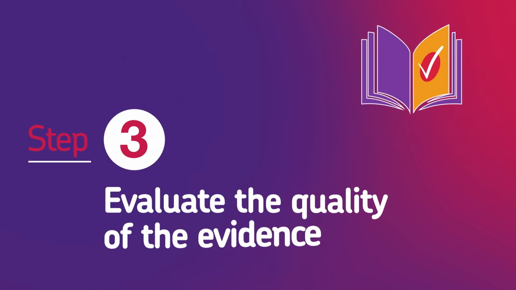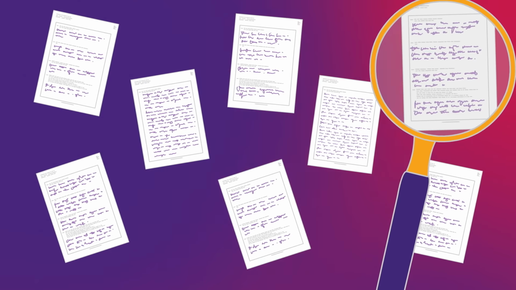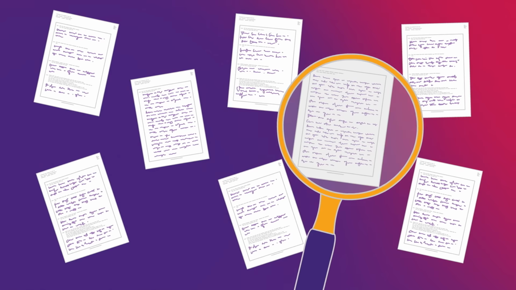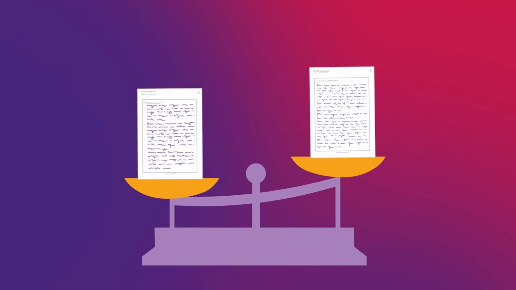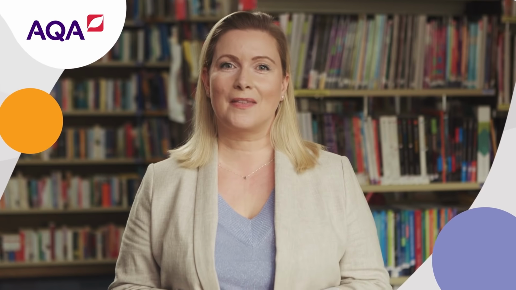Step 3. Evaluate the quality of the evidence. You'll need to make a holistic judgment based on various pieces of evidence for your students. Consider how to balance and weight the different sources. Some key things to think about in this step are: how confident are you that it's the student's own work? You'll have more confidence in your judgment if you're confident the work is authentic.